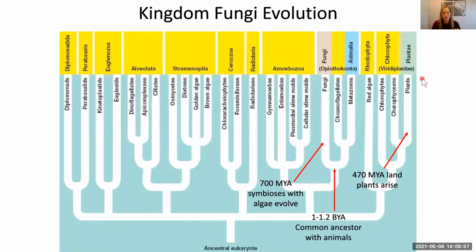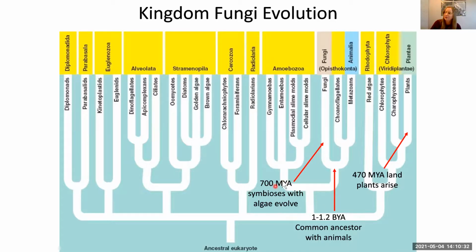So this is essentially a tree of life. And about 1.2 billion years ago, there was a branching event between animals and fungus. Back down here, there was a branching event that leads to plants. So the node that connects animals and fungus is much more recent than the node that connects plants and fungus. So we're more closely related to mushrooms than they are to the trees that they associate so well with.